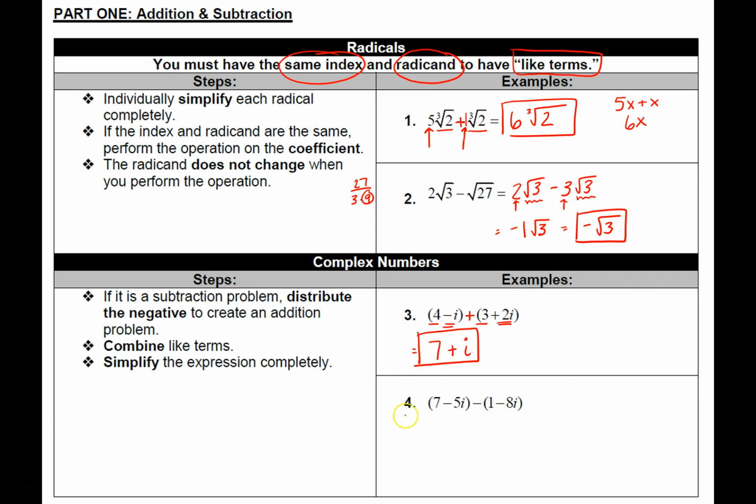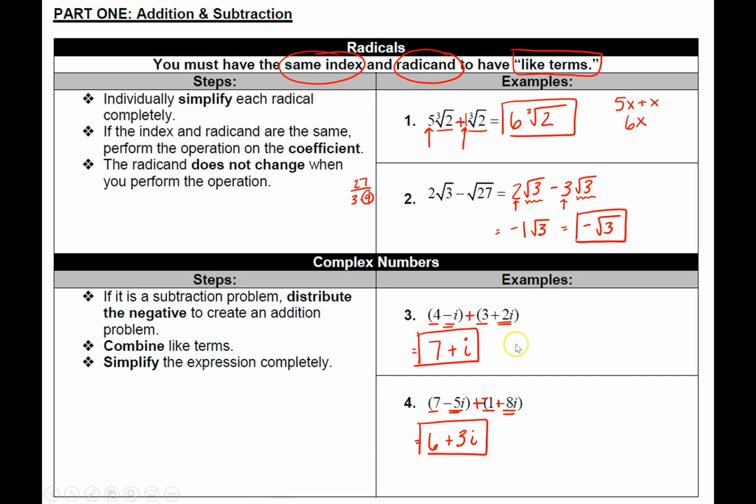In the second one, number 4, this is a subtraction problem, so I'm going to distribute that negative, which changes all of the signs to be the opposite in that second term, or in that second set of parentheses. So now I've got an addition problem. I'm doing 7 minus 1 is 6. Negative 5i plus 8i is positive 3i. Notice that my integer comes first and my imaginary component comes second.